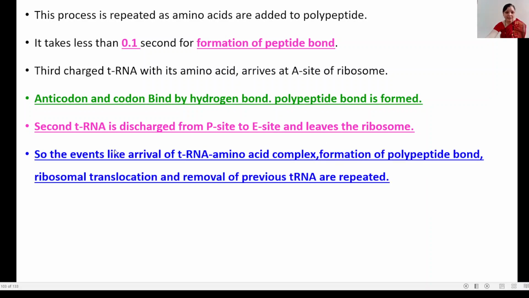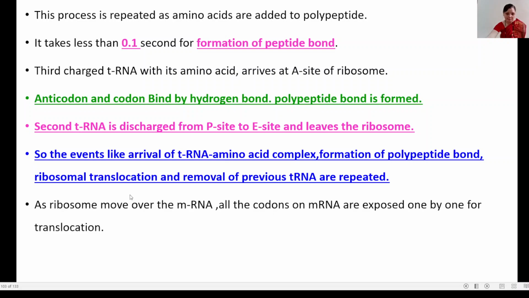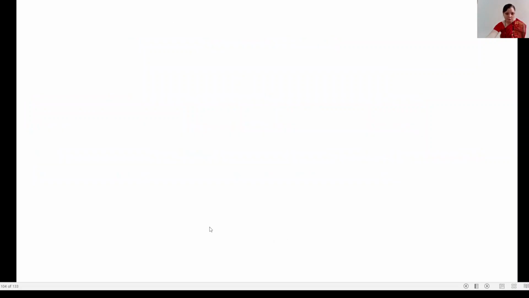ribosome. So the events like arrival of the tRNA amino acid molecule, formation of the peptide bond, ribosomal translocation, and removal of the previous tRNA are repeated. As the ribosome moves over the mRNA, all the codons on the mRNA are exposed one by one for translation.